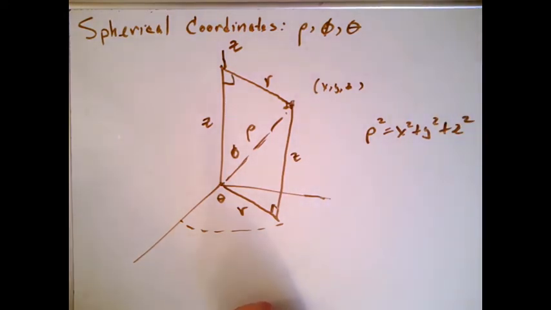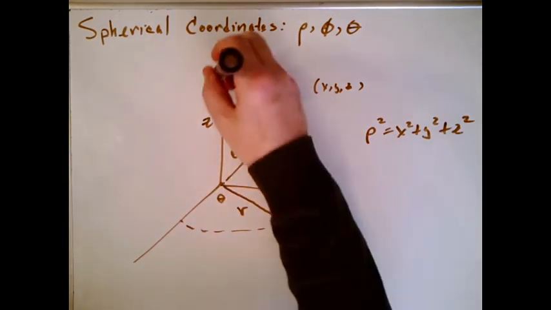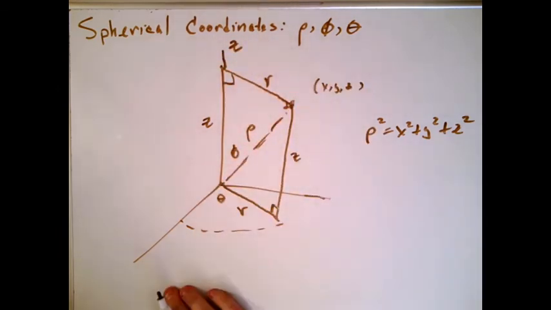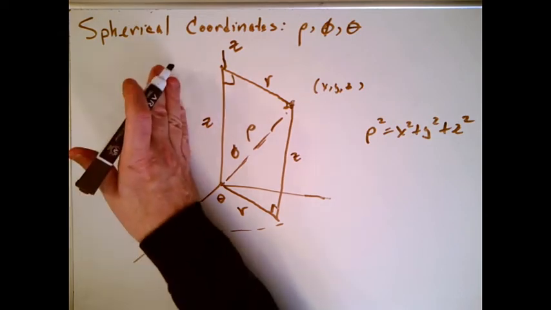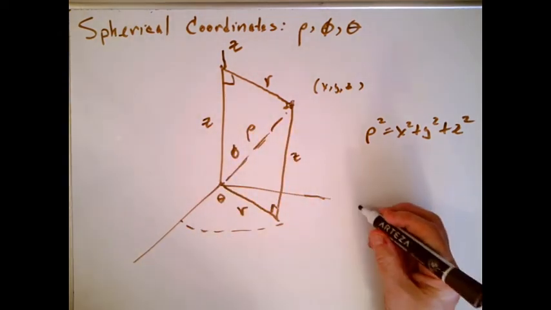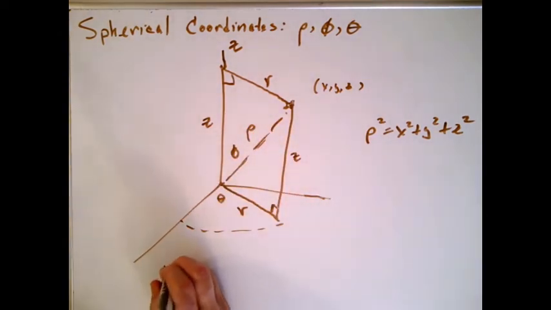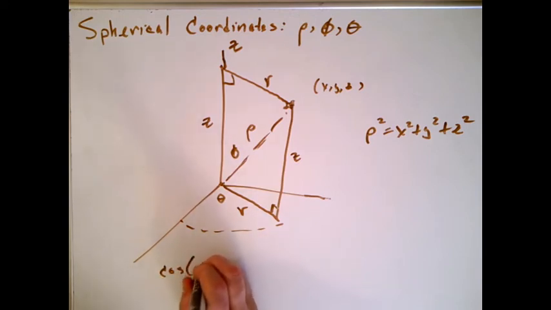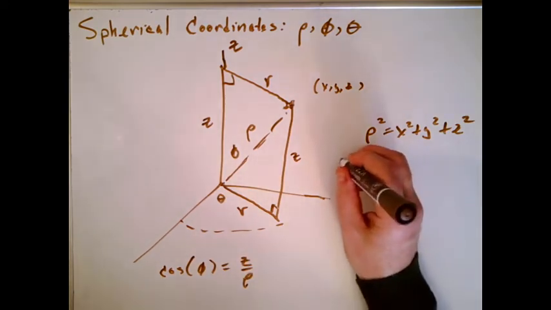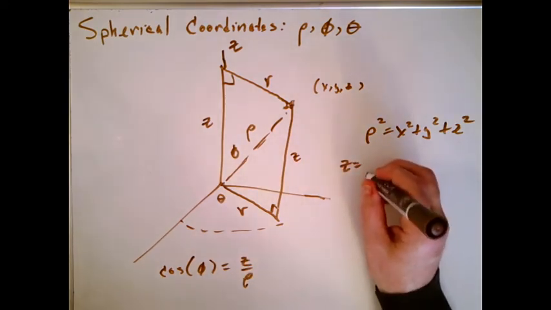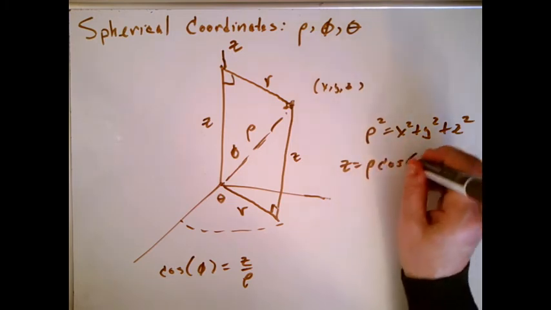I would like to have a relationship with phi and something. You can see from this that I have a right triangle right here. And what I can see is that the cosine of phi is actually going to be the adjacent, which is z, divided by rho. So let me write that down here because I don't want to write it as my final relationship. The cosine of phi is going to be z over rho. So we're going to get that z is equal to rho cosine phi.